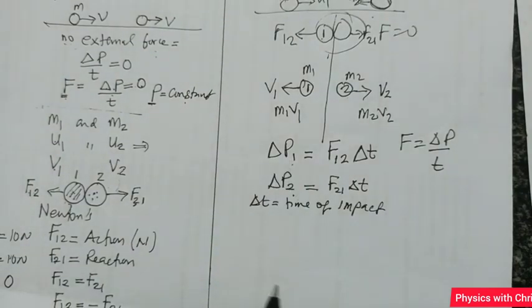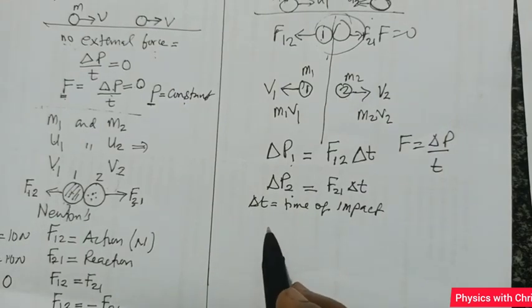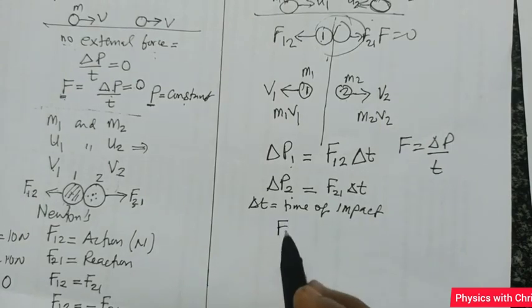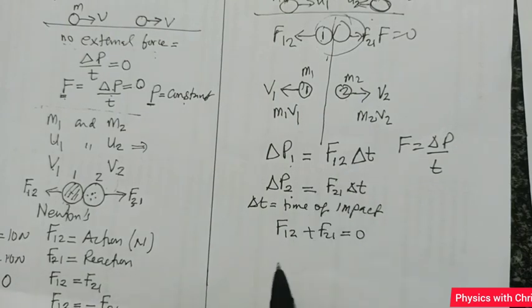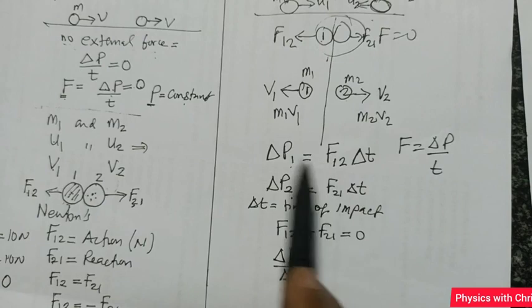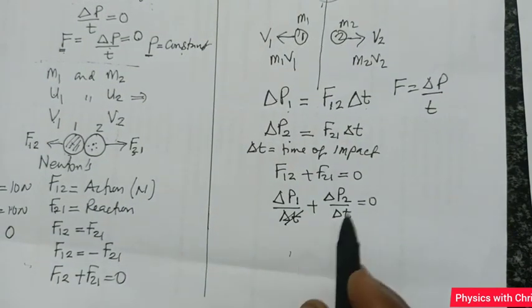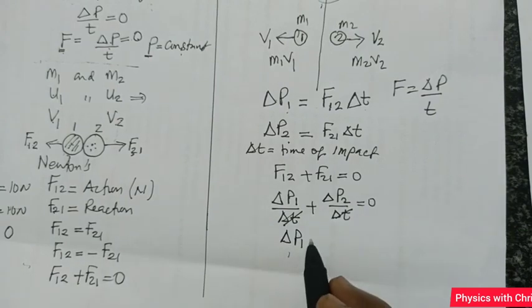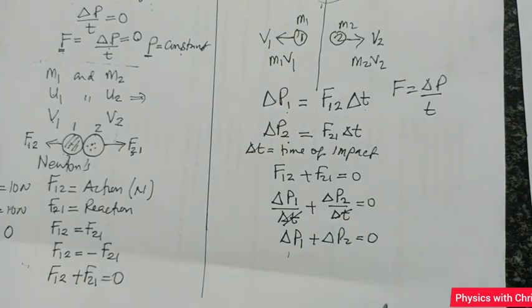Now, we have this and this. From Newton's third law of motion, we have that F12 plus F21 is equal to 0. So F12 is momentum change over time, delta t, plus F21, the momentum change of the second ball over time, is equal to 0. Since the time is the same, I'm going to cancel it out. It means that the momentum change of the first mass plus the momentum change of the second mass is equal to 0. What does it tell us? That their momentum is conserved.